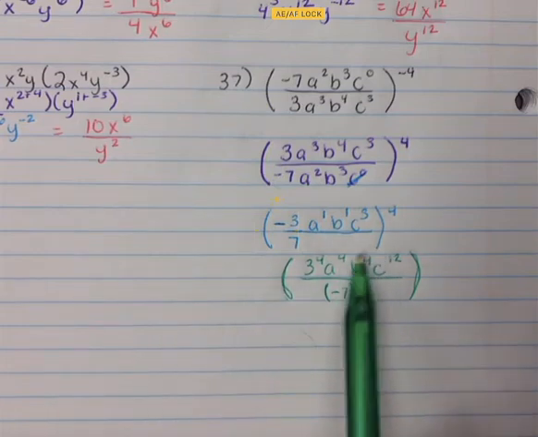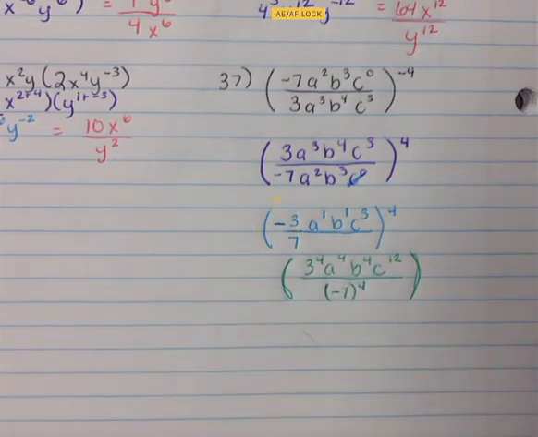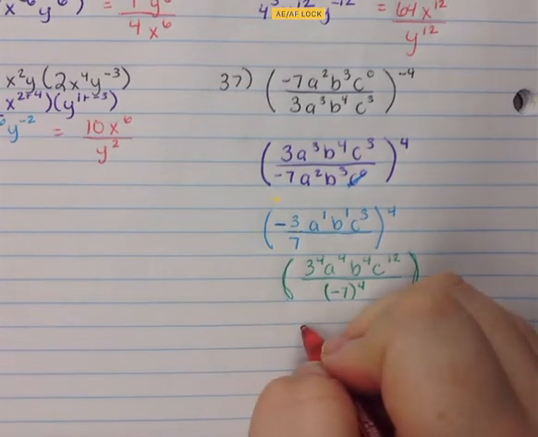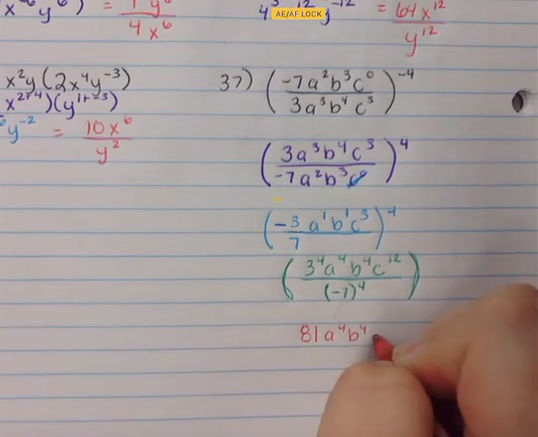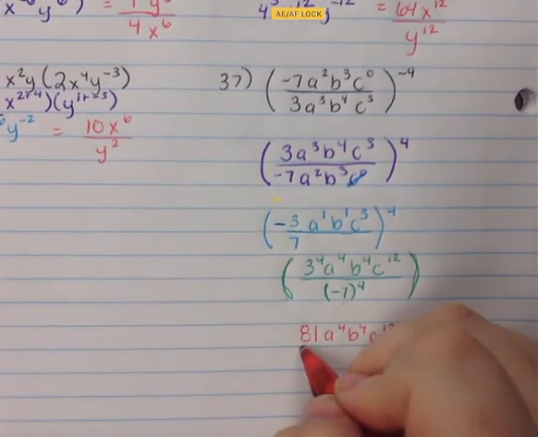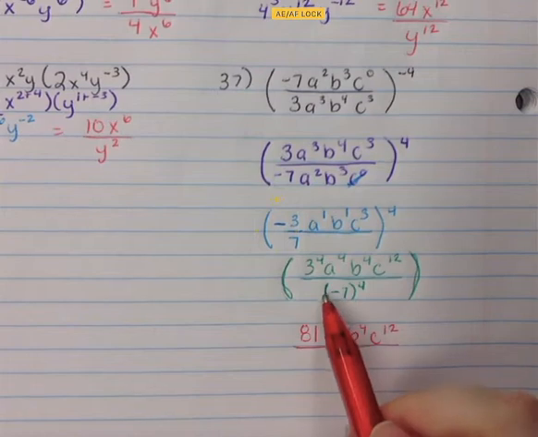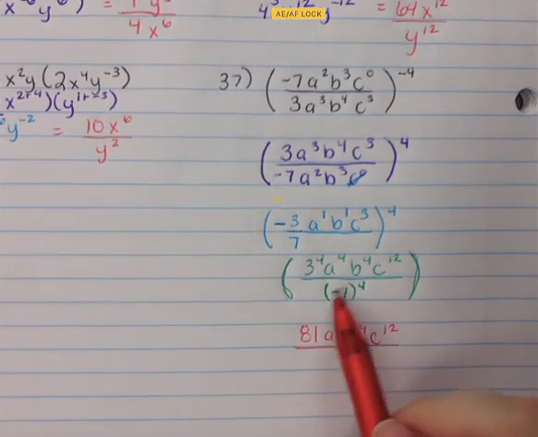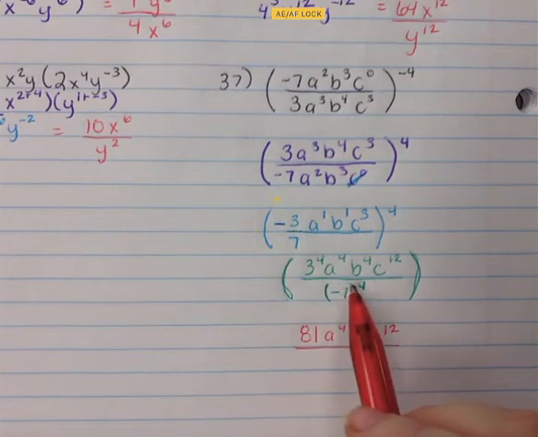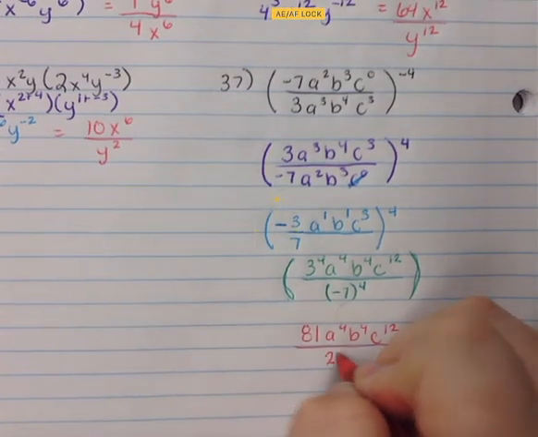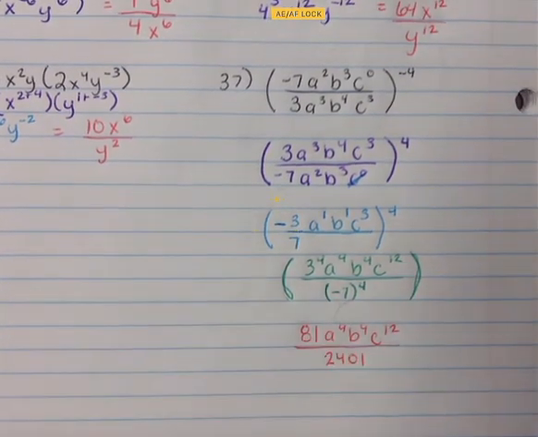Now, 3 to the 4th, we would use our calculator, is 81. So we'd have 81, a to the 4th, b to the 4th, c to the 12th, divided by, now parentheses negative 7 to the 4th is important. You have to have that parentheses. Negative 7, all of negative 7 raised to the 4th power is 2,401. And then we check.